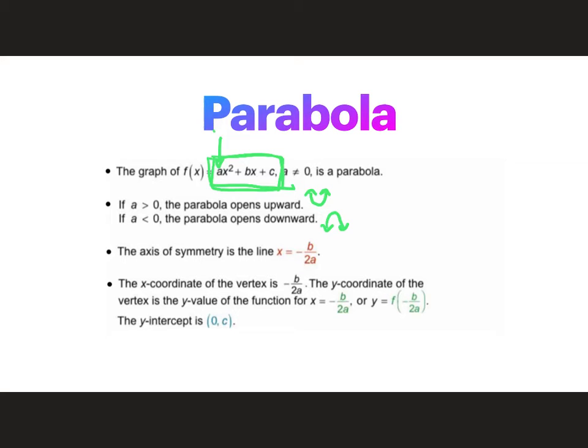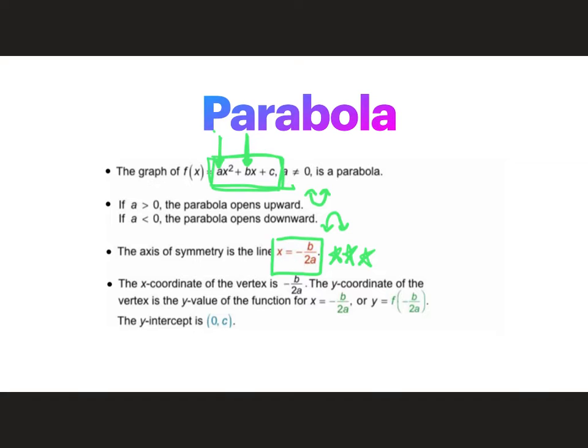Now to find our axis of symmetry, we use this formula here. X is equal to negative b over 2a. This is the formula that you have to remember. We're going to use it in all of our examples after this to find our axis of symmetry. So again, the a comes from the number out front and the b comes from the number in front of the x. So negative b over 2a.